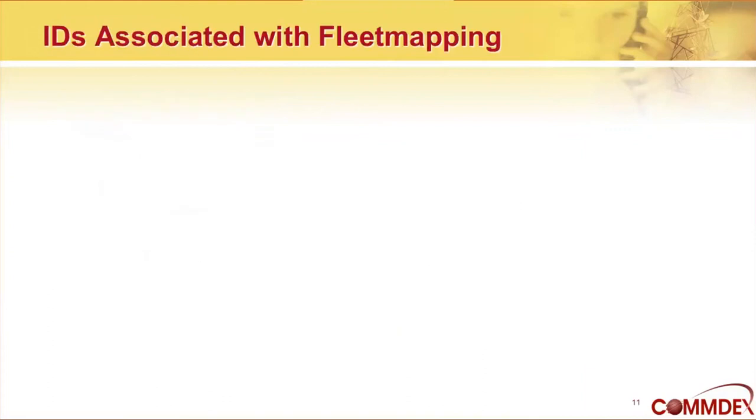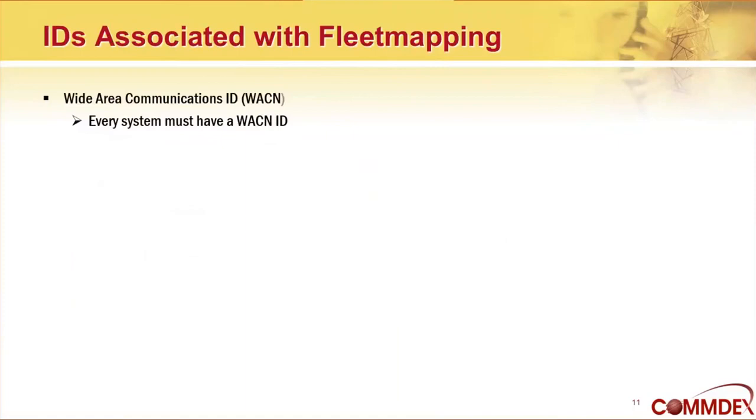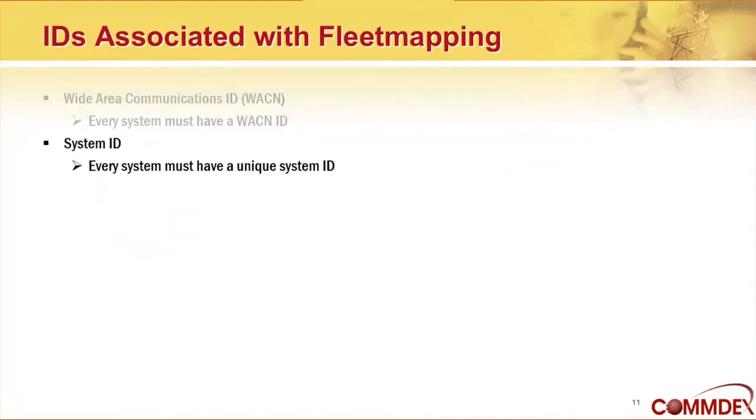One of the big things about fleet mapping, setting up a system, is IDs. Everything in a trunk system has an ID. The highest level ID is called a Wide Area Communications ID or a WACN ID. That uniquely describes a wide area system. And then the system itself has a unique system ID. You see these 4-digit hexadecimal codes, that is a unique system ID. Unique, no two systems in the world have the same system ID.